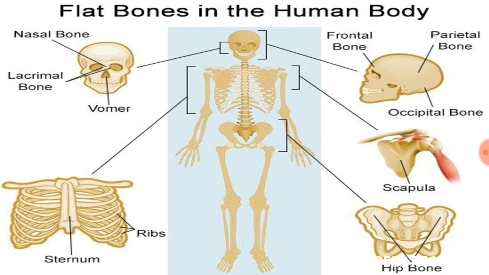Some bones za kwenye skull, they are flat. We have sternum, we have parietal bones, we have frontal bones, we have rib cage and the scapula and the other bones ambazo zinapatikana kwenye skeleton ya human being ambazo ziko flat. They are in this group of flat bones. The primary function of these bones is to provide support, to provide protection, and to provide the large surface area for attachment of the muscles.